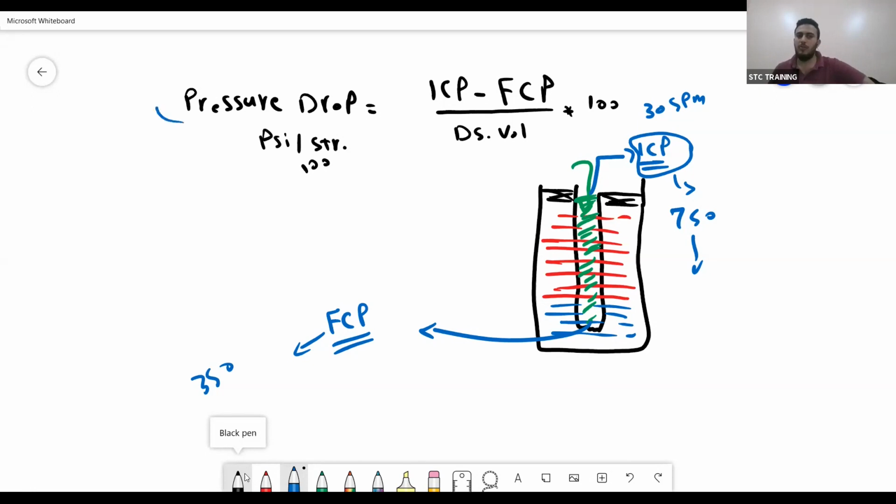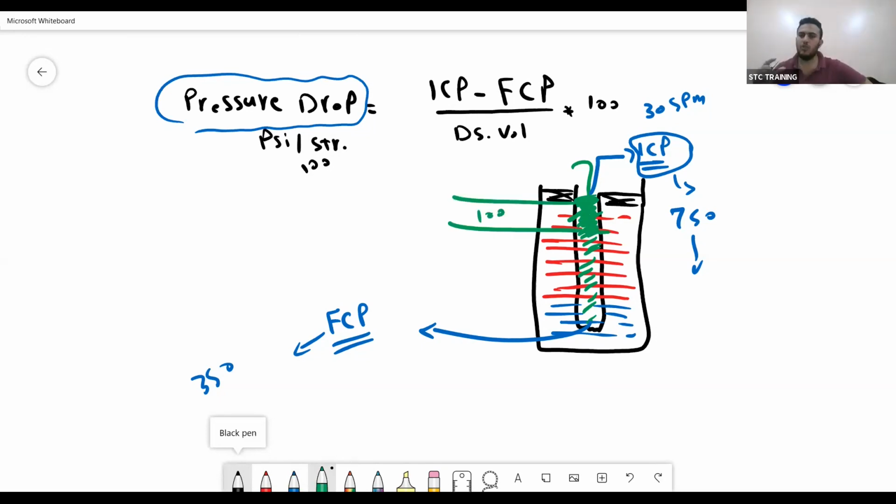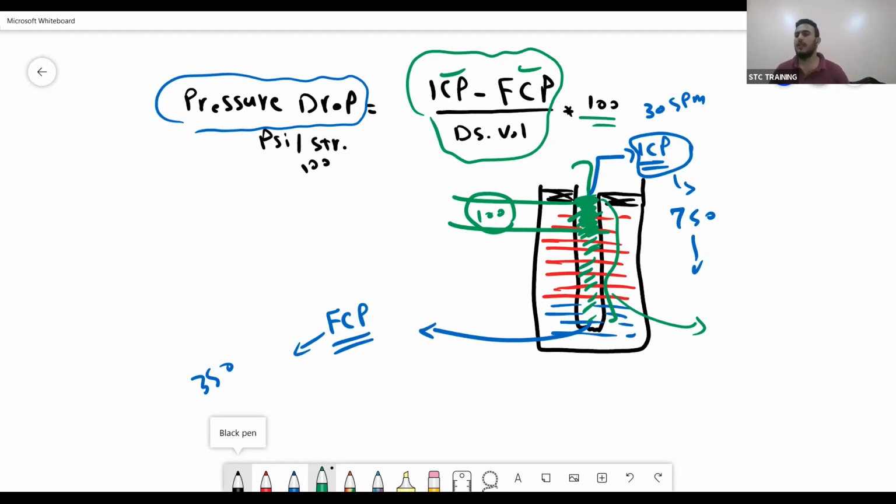So when asking about pressure drop, I mean when I pump 100 strokes in the drill string, the pressure will drop, and we are asking about the amount of the drop. To calculate it, we take ICP minus FCP over the whole drill string volume, as calculated. This gives the pressure drop per one stroke. If we need it for 100 strokes, we take the pressure drop per one stroke and multiply it by 100.